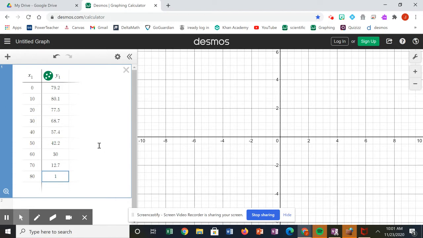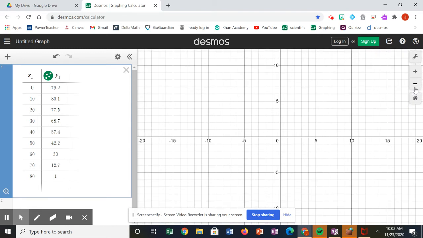All right, so we've got it all in now. Our X's were the latitude and our Y's were the temperature. So we've got our table, and you might think, well, I don't see anything graphed over there. And the reason for that is we are zoomed in really far here on our graph. We're just seeing like 0 to 10. So we need to zoom out a little bit because we know our X's go all the way up to 80 and our Y's are some bigger numbers too.